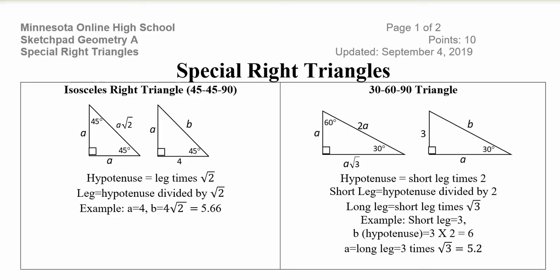In the 30, 60, 90 triangle, you're going to have a long leg, a short leg, and a hypotenuse. The short leg is always across from the 30 degree angle. The long leg is across from the 60 degree angle, and the hypotenuse is across from the right angle. The hypotenuse is the short leg times 2. The short leg, therefore, is the hypotenuse divided by 2. You can find the long leg by taking the short leg times the square root of 3. Let's look at some problems together.